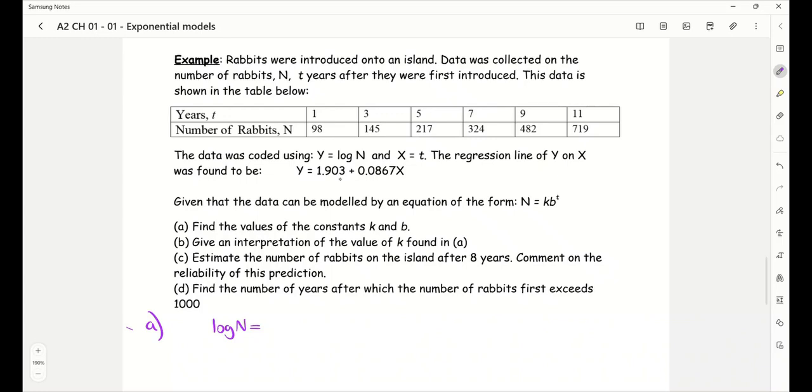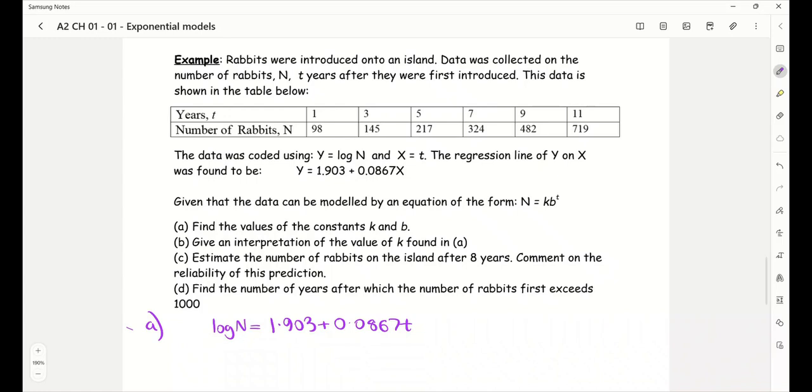We've got 1.903. Nothing is going to happen to that at the moment. And then we have plus 0.0867x. We've been told that x equals t, so we can substitute t in for x. So we have now taken all the y and x parts out, and we've managed to substitute n parts and t parts. Now we've got log n.